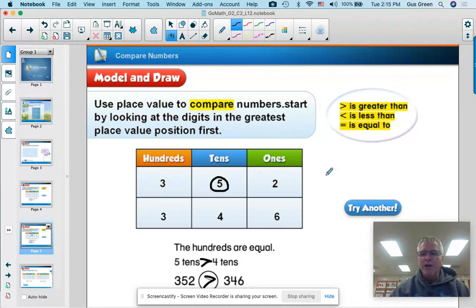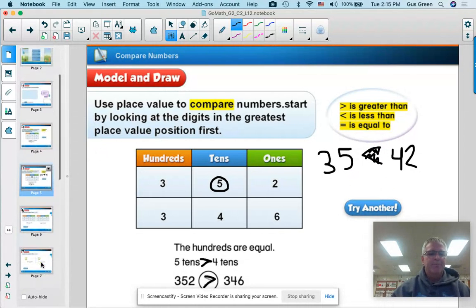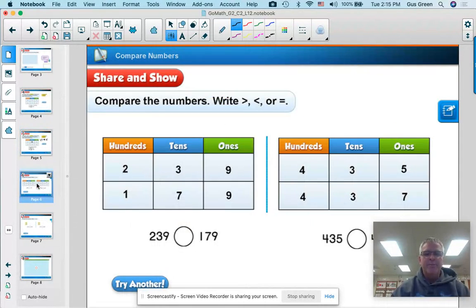And there's a little trick too. When you're looking at two numbers, let's just take, for example, 35 and 42. When you're using these symbols, the open part always faces the larger number. I like to think of it like a mouth that's ready to gobble up the bigger number. Like that.